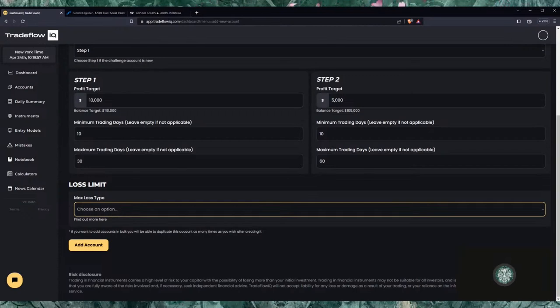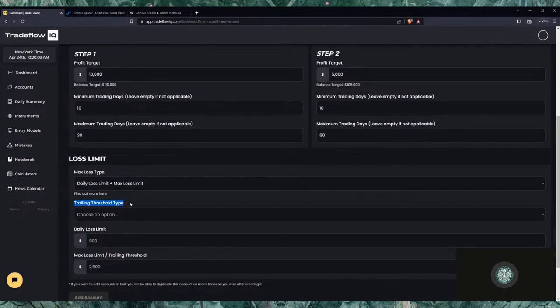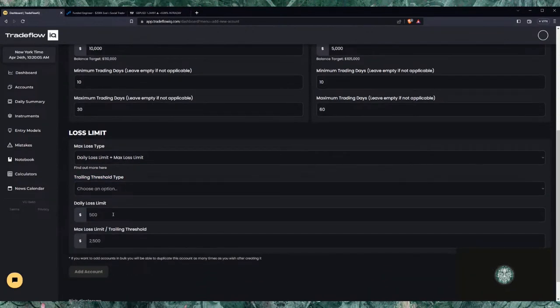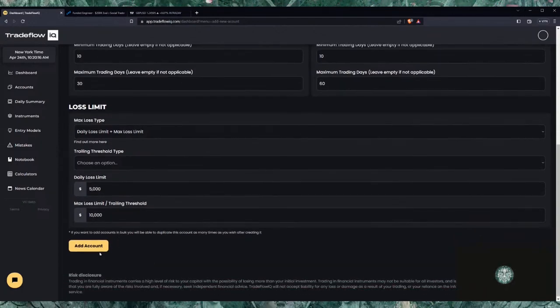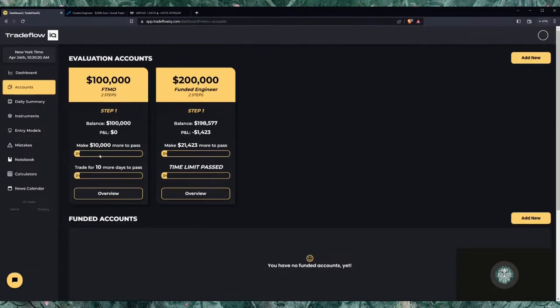So we have our daily loss and max loss limit. That's basic, right? You can have end of day trailing. Since it's not trailing, I believe I can just leave this empty. Our daily loss limit is going to be $5,000, and our max loss limit is going to be $10,000, because this is our 5% daily loss limit and our 10% max loss limit. All right, so we'll come in here and add the account.